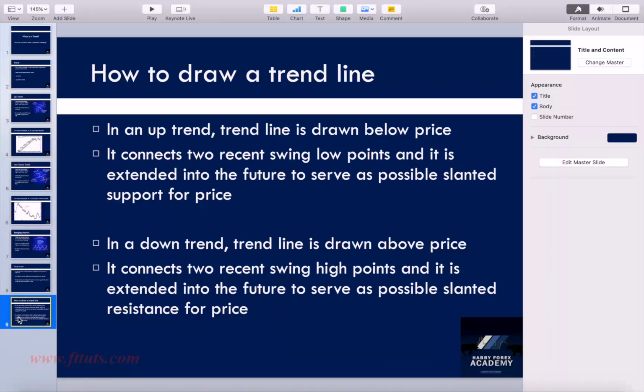Now, the main thing is, how do we draw a trend line? How do you measure the trend? There's a way you can trade a trending market. You know when something is a bullish market and when it is a bearish market. A bearish market is when the price has been going down, and a bullish market is when the price has been going up for a while.